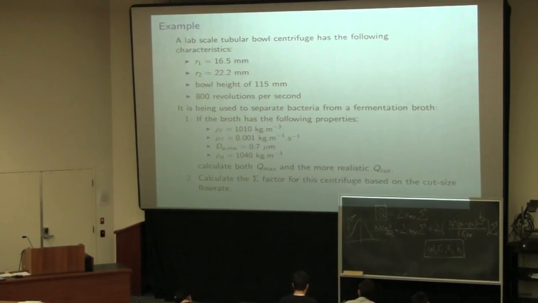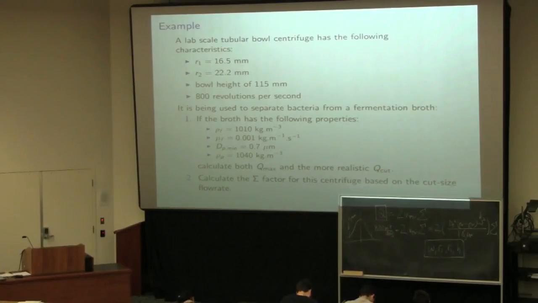Here we've got those vertical walls of water. And the inner radius is 16.5 millimeters. Phenomenally small. Right? That's the other thing I want you to look at, is look at these numbers and visualize them. So very small inner radius, 16 millimeters, and then your outer radius, no more than 2 centimeters. So it's a very tiny tubular bowl centrifuge. Definitely treating a very small amount of material here. The bowl height, 11.5 centimeters. And it's going incredibly fast, 800 revolutions per second. So that's not revolutions per minute, that's revolutions per second.